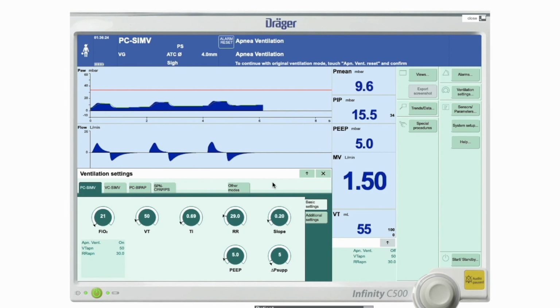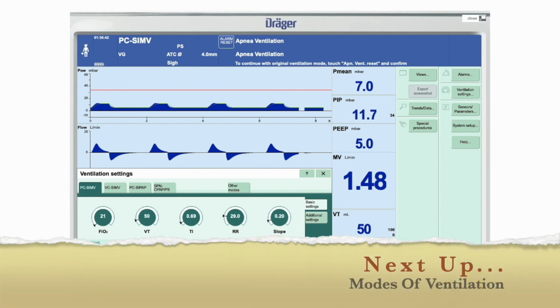Right, so that's all I've got for you today on this one. So basically we've looked through all the things that you can find on the additional settings tabs, where you can find them, and how you can know by just looking at the screen which ones are switched on or not.